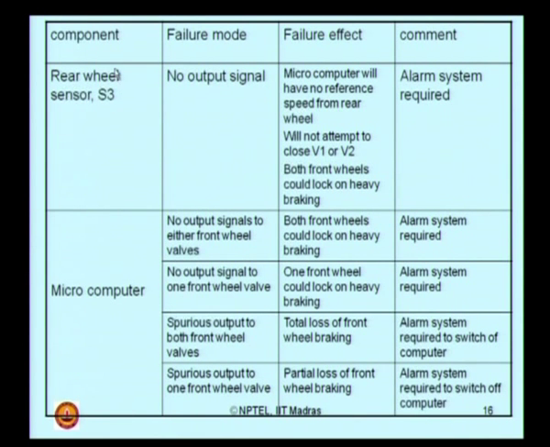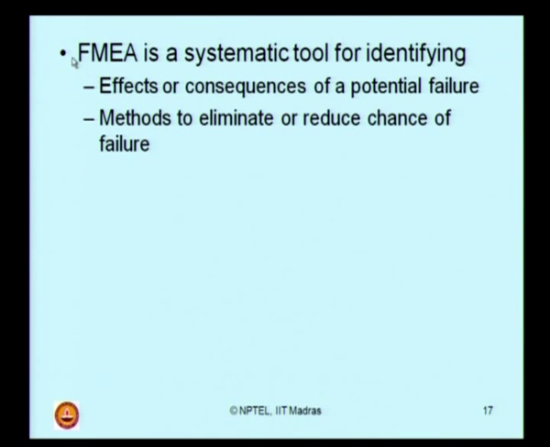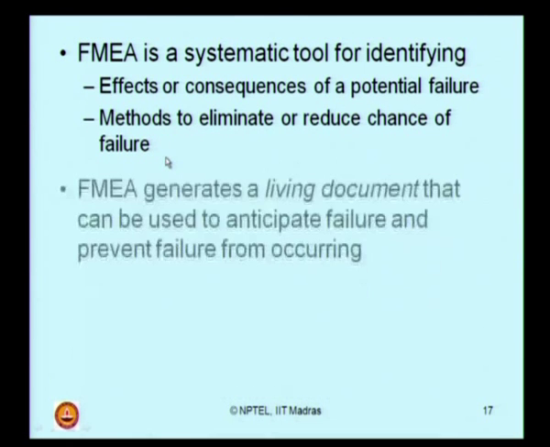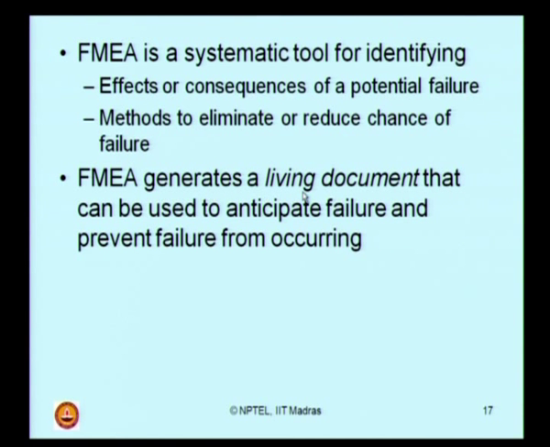So, remember, when you identify the components, look at the possible failure mode of each component and try to see what the effect of the failure mode of each component is on the overall performance of the vehicle, then try to give your comment. Therefore, FMEA, failure mode effect analysis, is a systematic tool for identifying the effects or consequences of a potential failure. Methods to eliminate or reduce the chance of failure are found through FMEA. FMEA generates what we call a living document that can be used to anticipate failure and prevent failure from occurring.